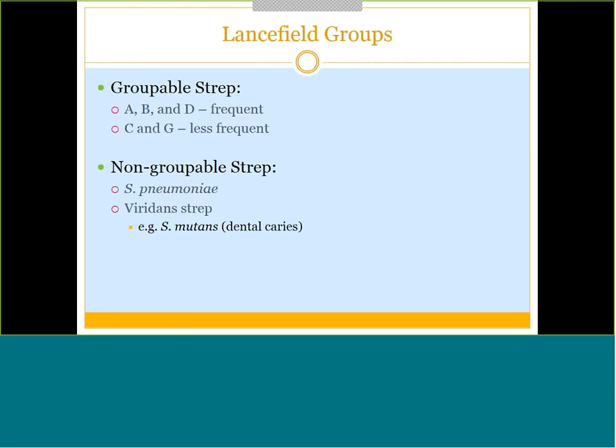So here's kind of what the groups are. We will definitely discuss groups A and B today and D. We're not going to really focus much on groups C and G. As you can see there, they're less frequently seen in the clinical lab, but we'll definitely focus on A, B, and D. And then the ones that don't have a group are Strep pneumoniae, and then a group that we call Viridans strep. Those two don't have an actual group name assigned to them, so those are just called either Strep pneumoniae or Viridans.